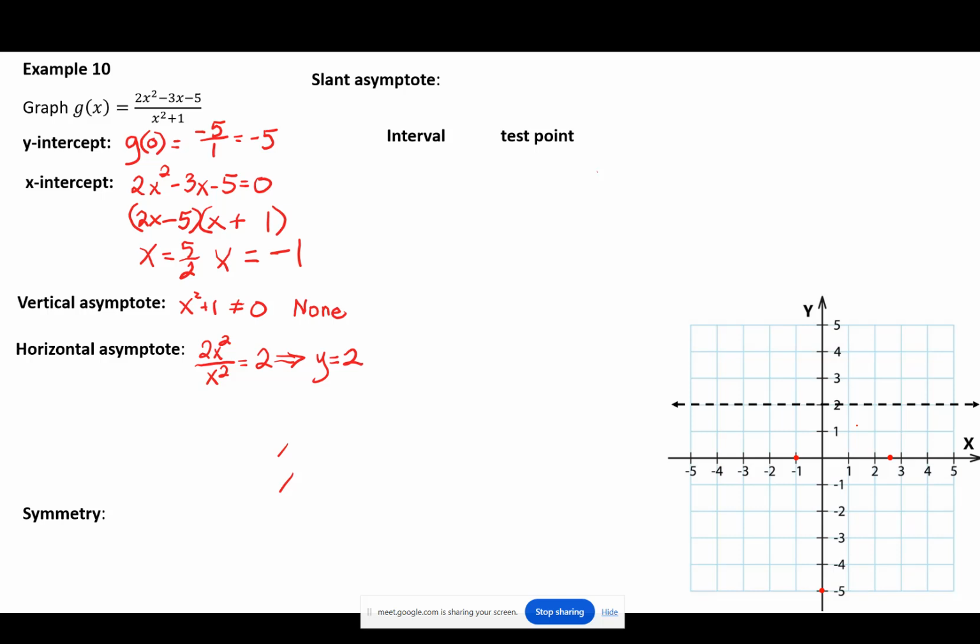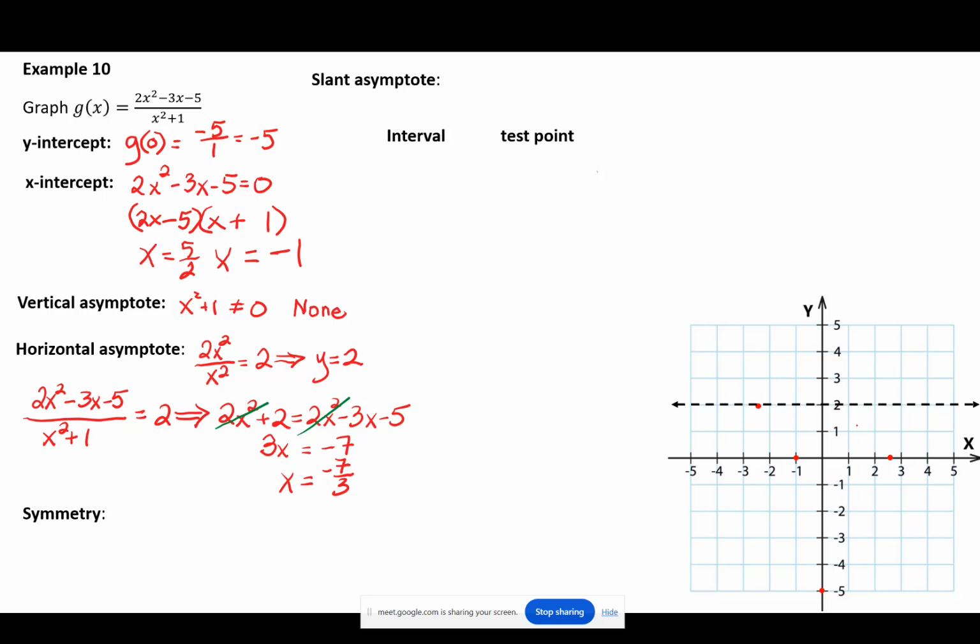And you also need to find out if the graph is going to cross that asymptote by seeing if the function can equal 2. So (2x squared minus 3x minus 5) over (x squared plus 1), can it equal 2? Figure that out. We would just multiply both sides by x squared plus 1, get everything on one side. You've got 3x equals -7. So x would be -7/3. So that function will cross the horizontal asymptote at that point, (-7/3, 2).